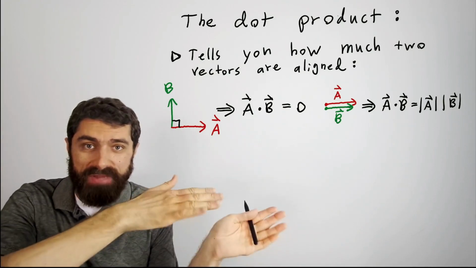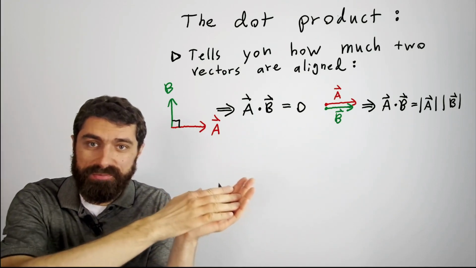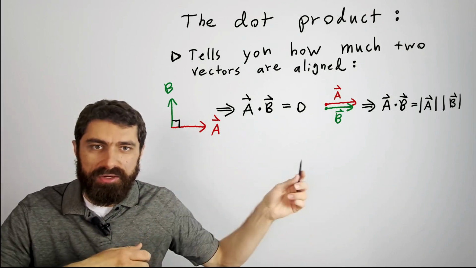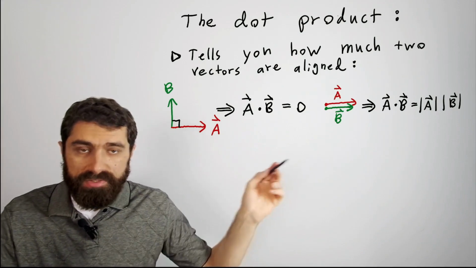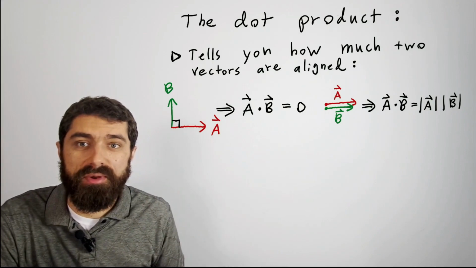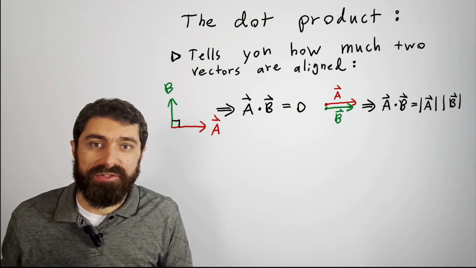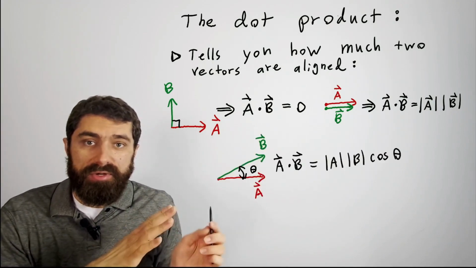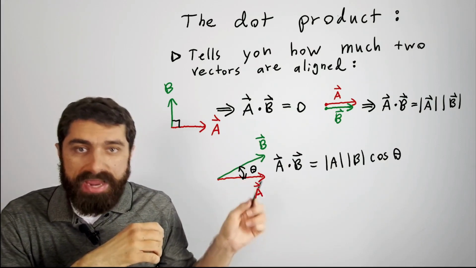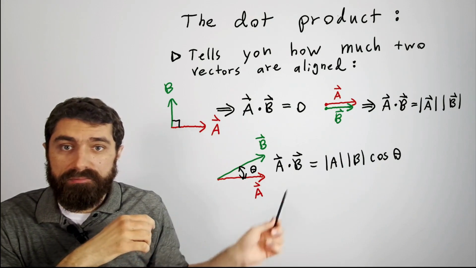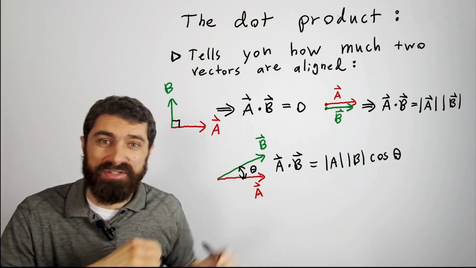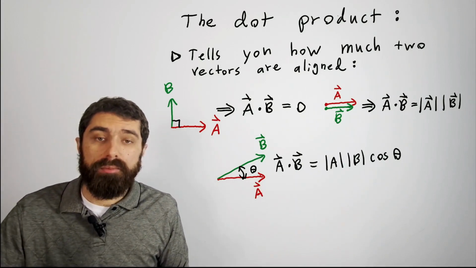On the other hand, if A and B are in the same direction, perfectly aligned with each other, that's the most aligned that they could be, and so the dot product will simply be the product of the two magnitudes of the vectors. Now, if they are only partially aligned, then if you know the angle between them, the dot product will just be the product of the magnitudes times the cosine of the angle between them.